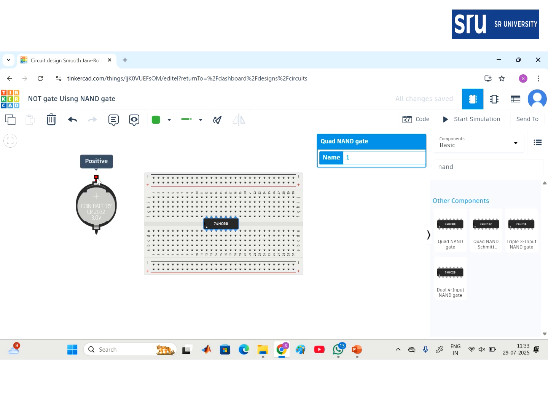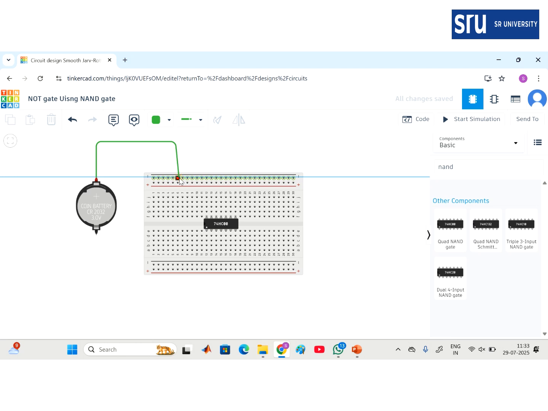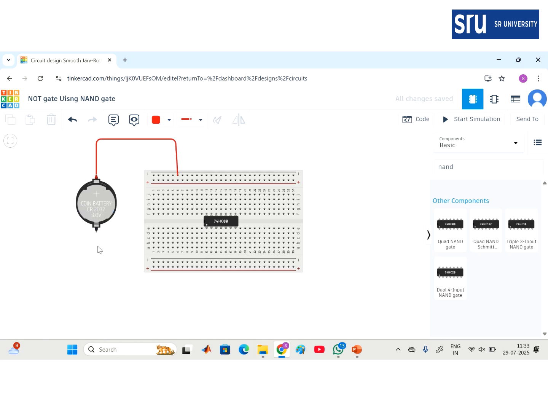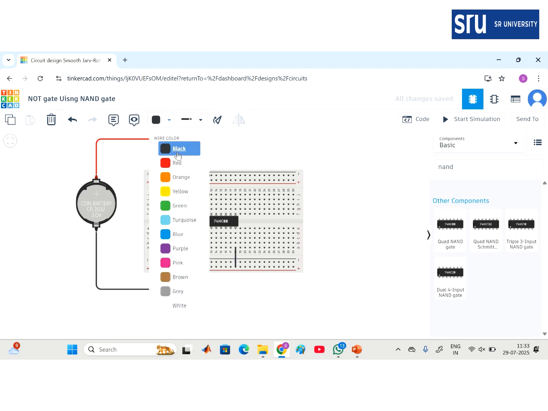I have 14 pins. Now let us connect this positive. In the last classes I have already told you, positive is always represented by which color? Red color. Now I have a negative circuit. Connect this negative to the bottom line. What is the negative color? Black color. Then I have the first power VCC and connect the IC to the ground. I cannot connect here, I have to connect here, right? So let us change this color to red.